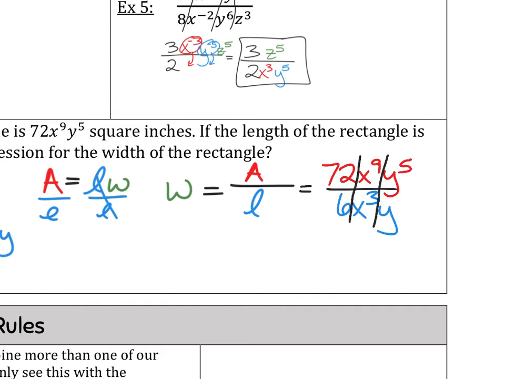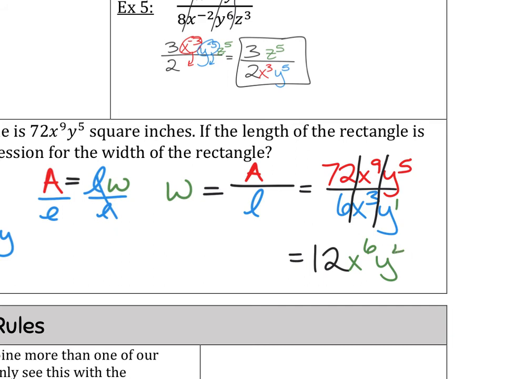What's 72 divided by 6? If you don't know, ask a calculator. 12. X to the 9th divided by x to the 3rd is going to be x to the 9 minus 3. And what's 9 minus 3? 6. And then I'm going to have y to the 5 minus what? 1. Very good. There's a 1 right there. What's 5 minus 1? 4.